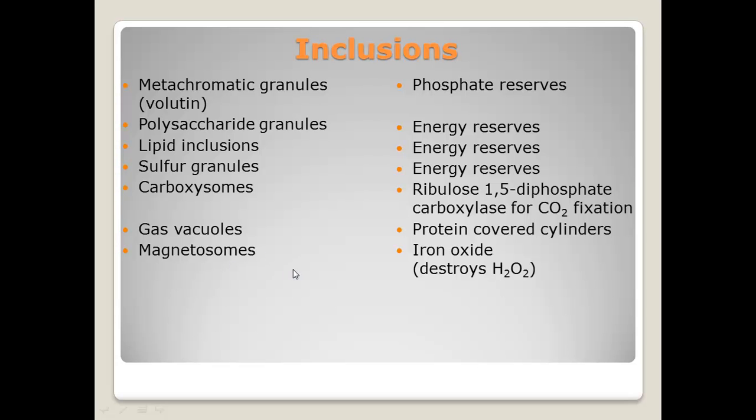Magnetosomes are iron-containing structures, and they are inclusions of iron oxide. So you have iron oxide in there, which will destroy hydrogen peroxide.